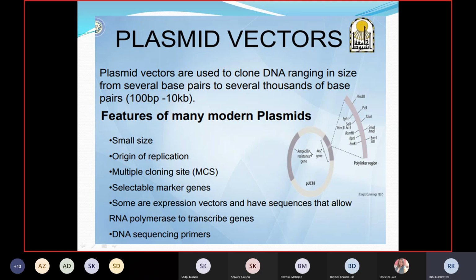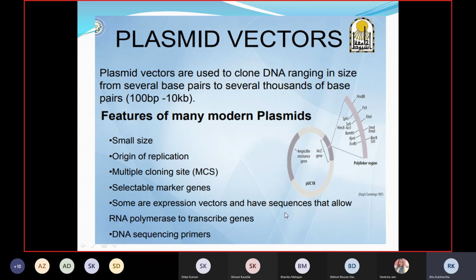And what will be those extra features? They will be the promoter regions. If this DNA insert is not preceded by a promoter region, then obviously it will not be transcribed, because then RNA polymerase does not have any site to come and transcribe it. So if you want to make an expression vector, that is, you want your gene of interest to be transcribed and further translated, then you definitely need certain features.